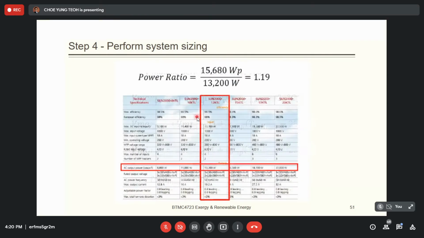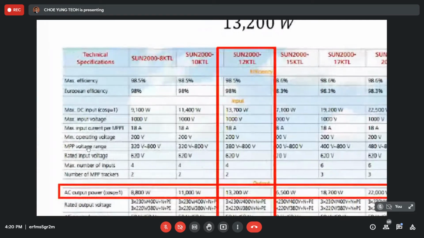Because you can see that the inverter has a maximum power point voltage range. Okay, let's say for the one we select, the minimum voltage is 380 volts. So how many panels do you want to connect in series so that the voltage will not drop below 380? In that case, you have to consider the maximum temperature, because maximum temperature will give you the minimum voltage.